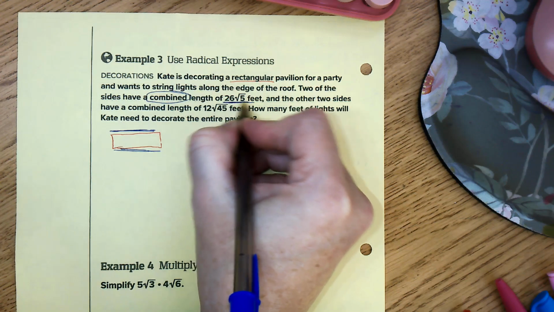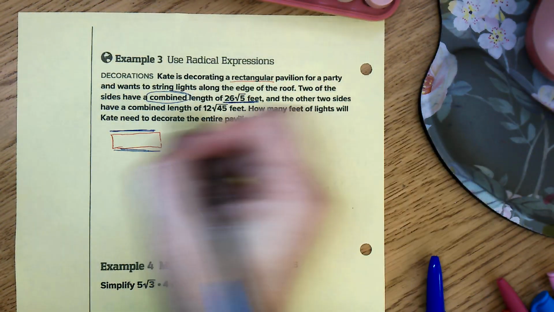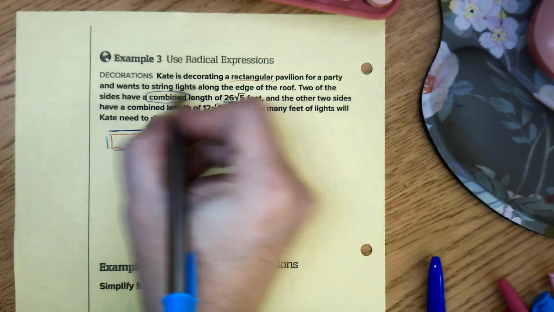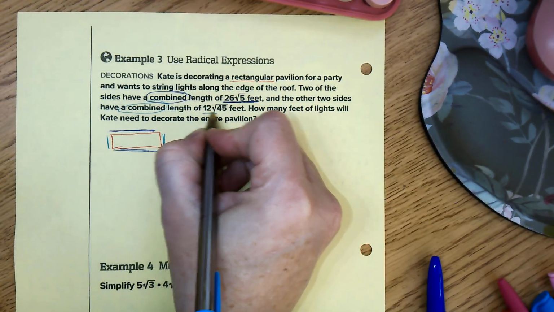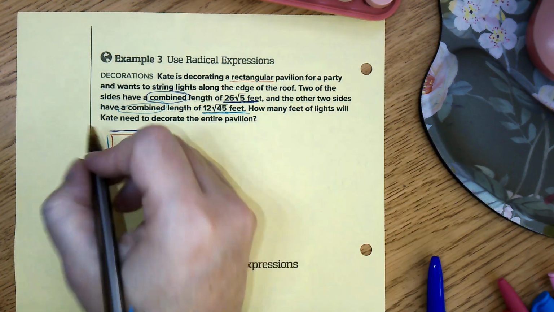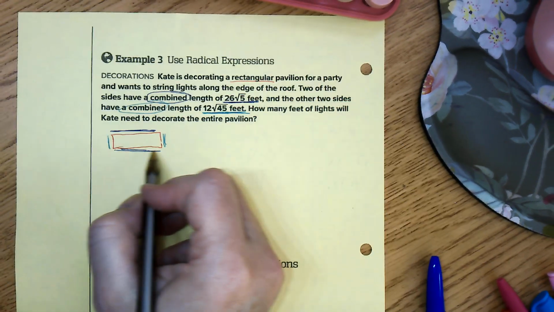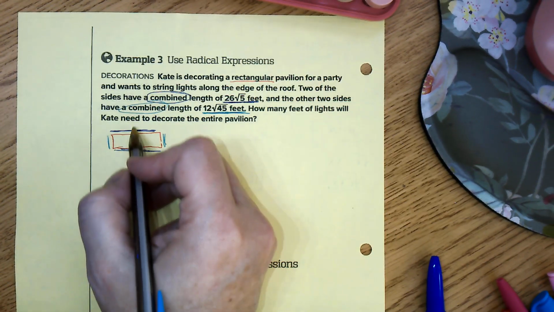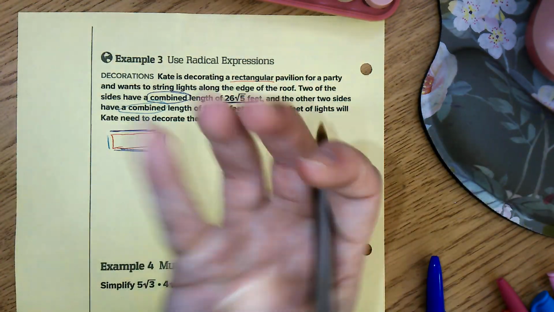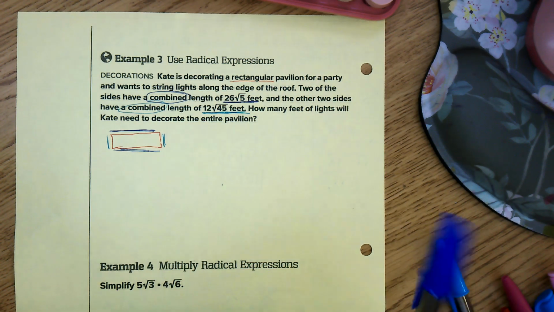26 square root of 5 feet. The other two sides have combined, which means they've already been added together: 12 square root of 45 feet. How many feet of lights will Cade need to decorate the entire pavilion? We're trying to go all the way around the pavilion. We've already added these two, and now to get the whole thing, you must add them all together, okay?